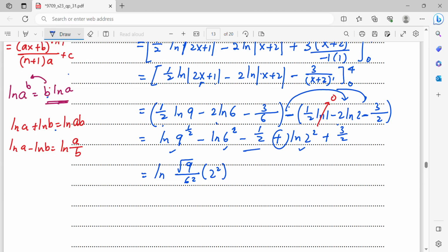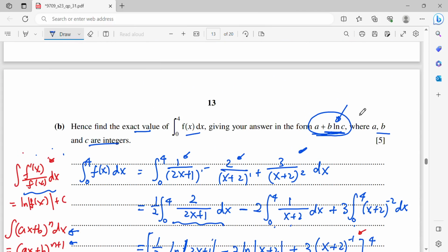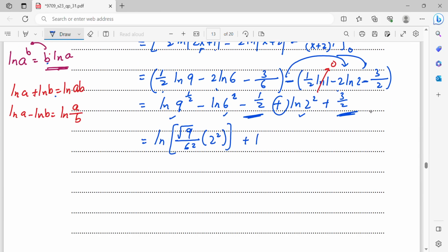Okay, then now minus half plus 3 over 2. That means it's plus 1. Alright. So when you look at the question here, the ln is the second term for your final answer. Means now I need to rearrange. So it will be 1 plus ln. Okay, so this is basically 3, 2 squared is 4, then 6 squared is 36. So I will get 1 plus ln. This is going to be 1 over 3. Okay, so here 1, here 12.